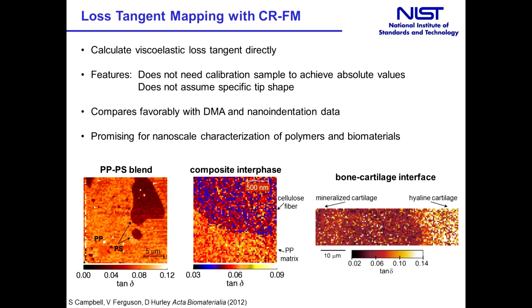So we're encouraged by the potential of this method for viscoelastic characterization in a range of systems, some of which I've shown here, such as the polypropylene polystyrene blend, a composite interphase region, and the bone cartilage interface on the right.